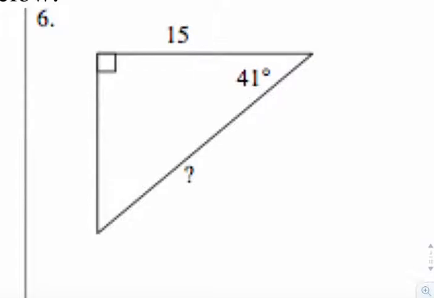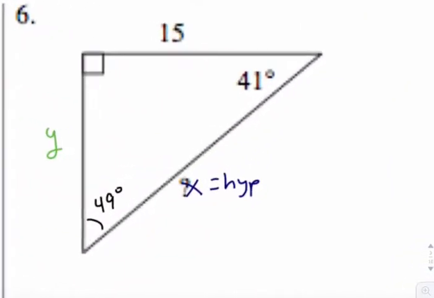Okay. So let's see. We've got to find x, which I'll label right now as the hypotenuse because it's across from the right angle. And we also, in our journey, have to find y, which depends on my angles. If that angle is 41, that makes this one, let's see, 49 degrees. 49 plus 41 should equal 90. Yeah, so we're good. Let's go ahead and set up our solves.